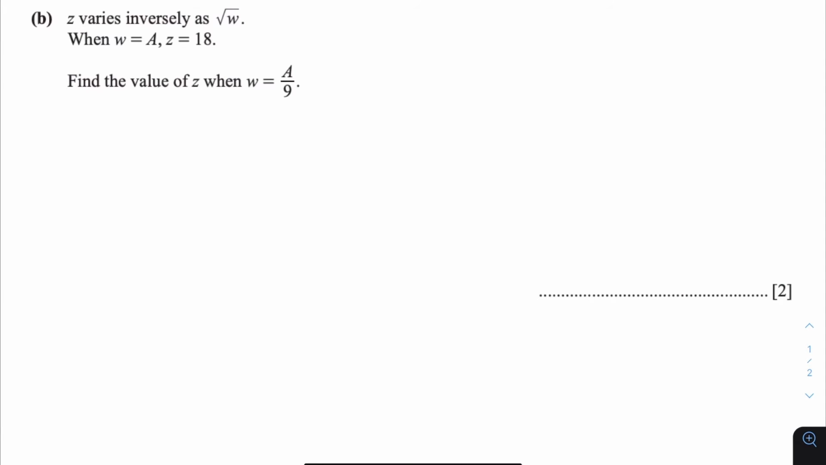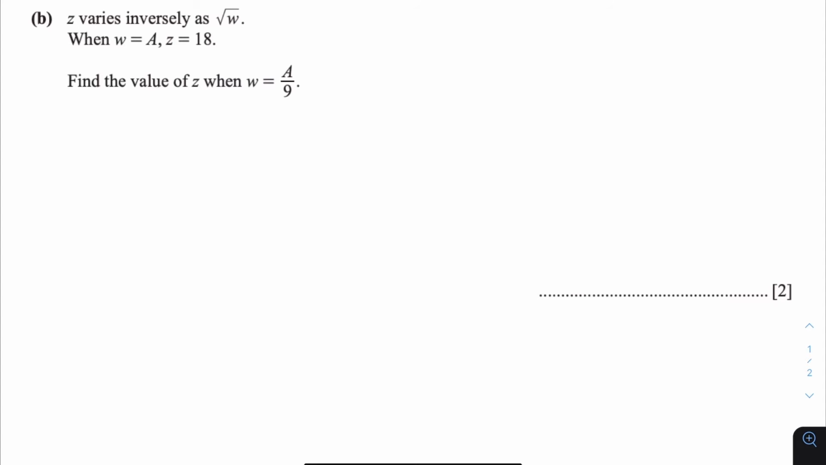Alright, so this problem is a little bit different from the previous one, because we actually have an unknown that we're not supposed to find. So it says z varies inversely as the square root of w. When w equals a, z equals 18.